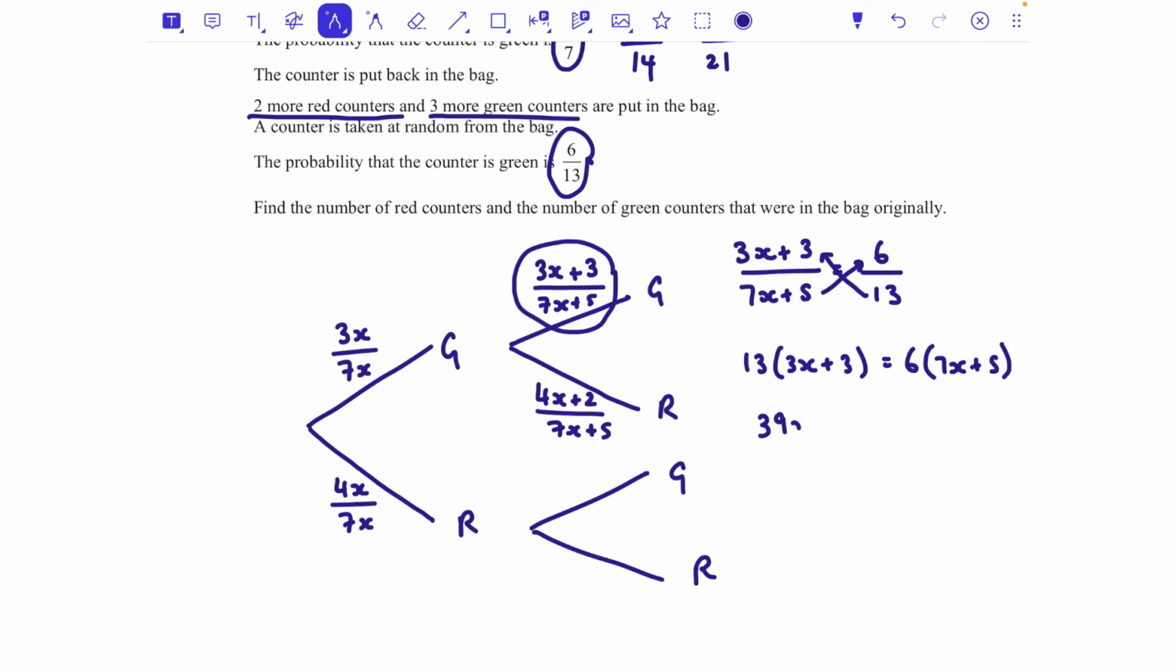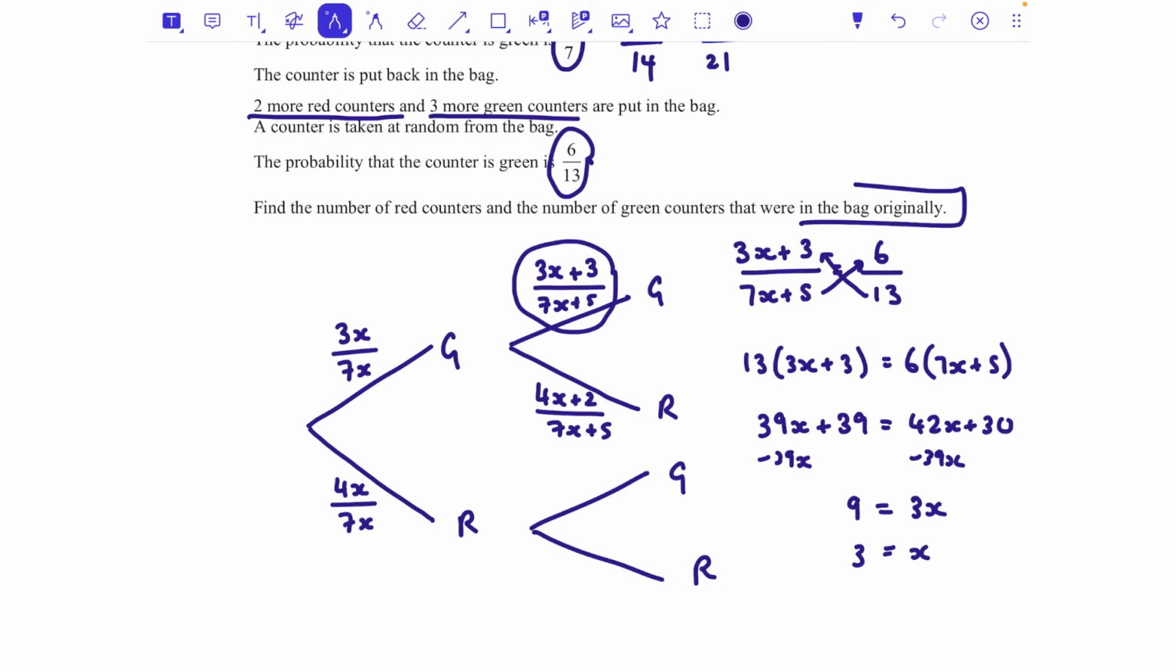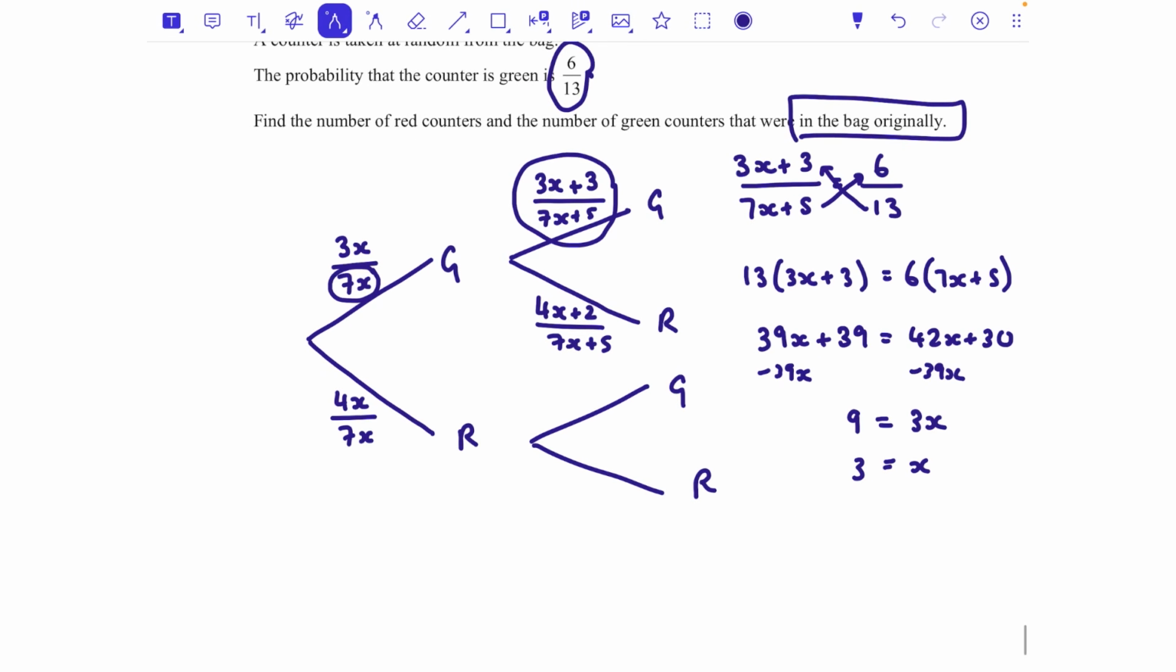Expanding that out, 39x add 39 is 42x add 30. I'm going to take 39x away from both sides. And I'm going to take 30 away from both sides. That leaves me with 9 is 3x. Dividing by 3, I get x is 3. So that means that in the bag originally, because I know that it was 7x, I need to do 7 times 3. So there were 21 counters in the bag originally.